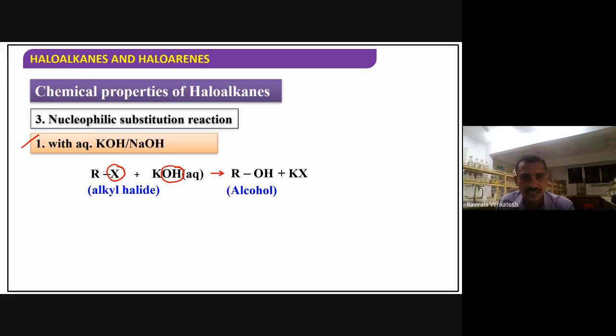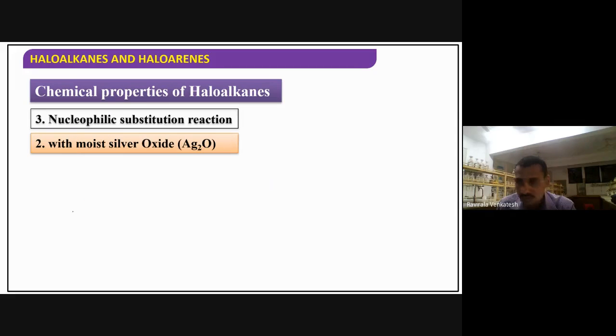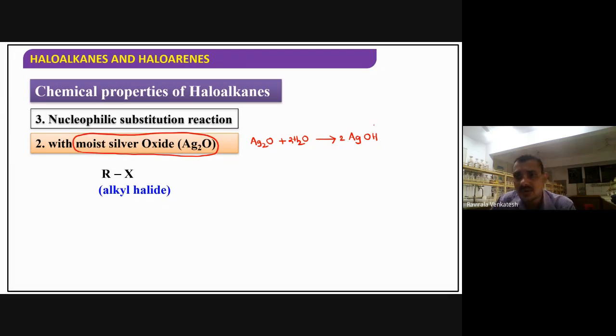Next, if I take moist silver oxide, Ag2O. What does moist silver oxide mean? Moist means nothing but water. Both react to give silver hydroxide. If I take 2 moles, we definitely get 2 moles, but moles are not important. Now, if they say moist silver oxide, what we have to take is actually AgOH.